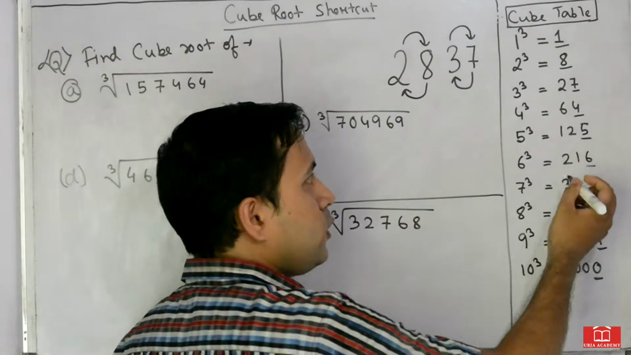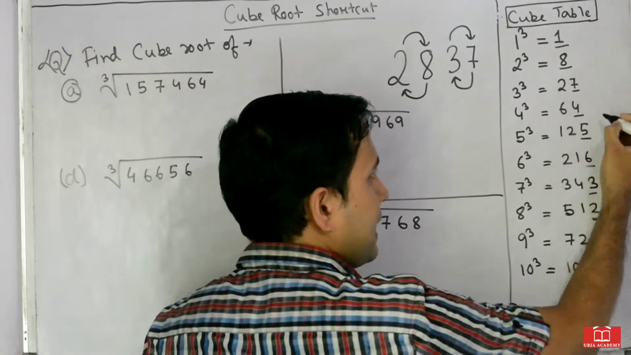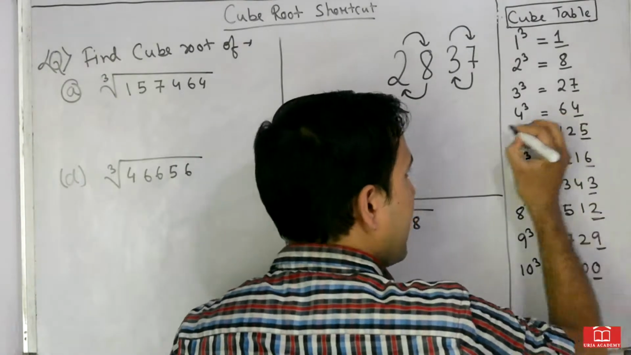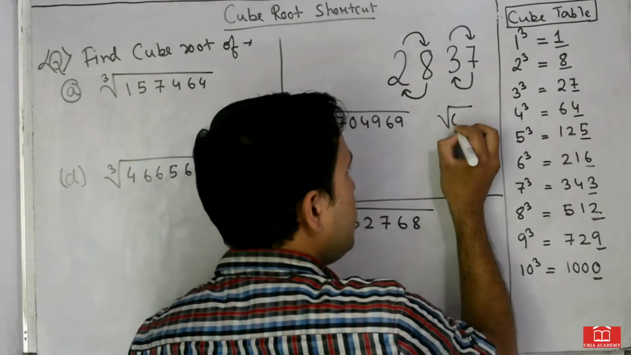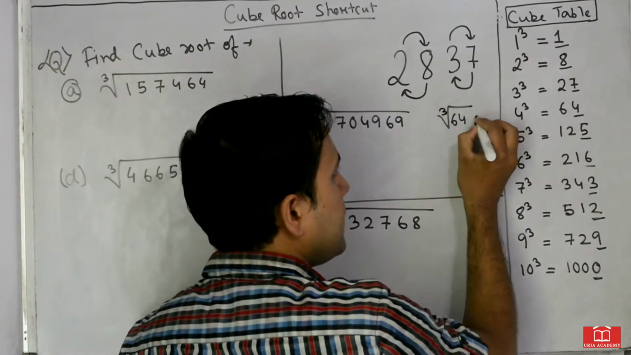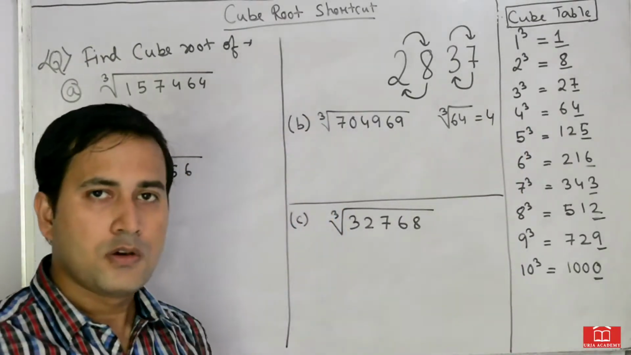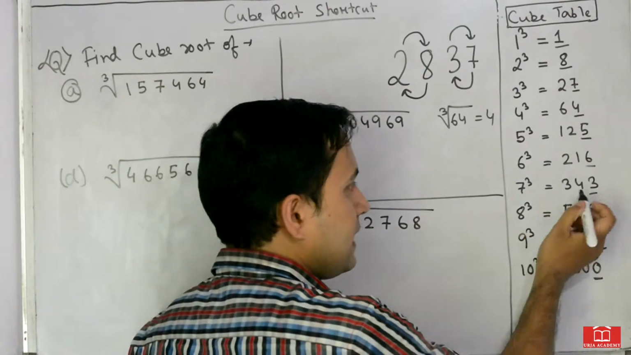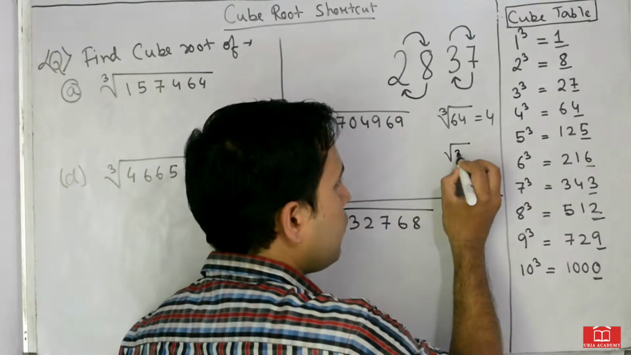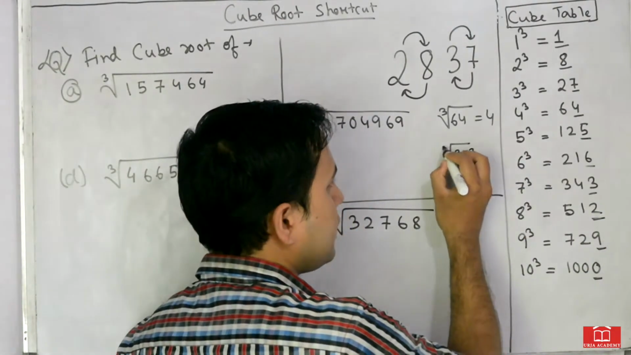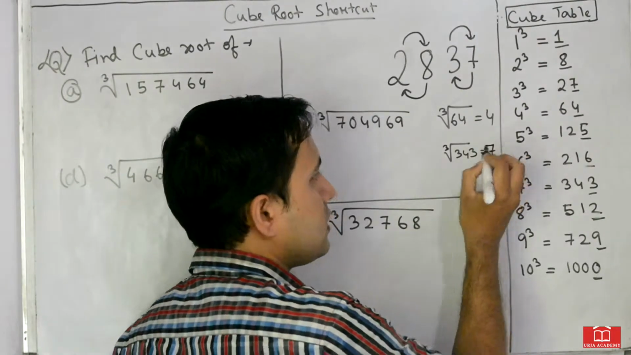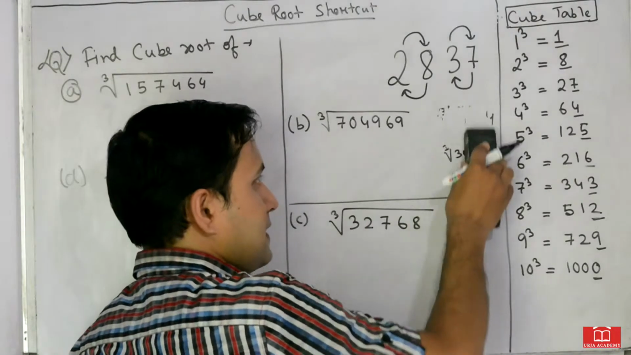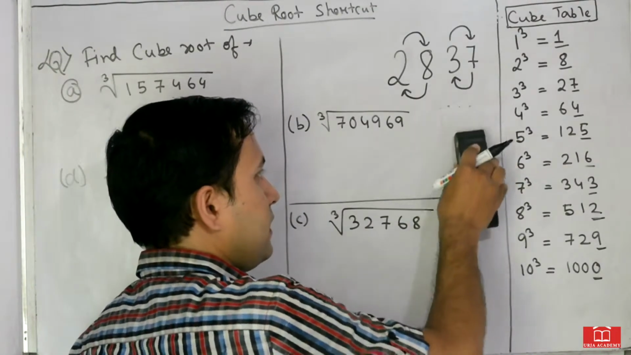Now from the cube table what we can find out is that 4 cube is 64, so we can write that the cube root of 64 is 4. Similarly, the cube root of 343 is how much? It is 7. Now let us try to implement this method.